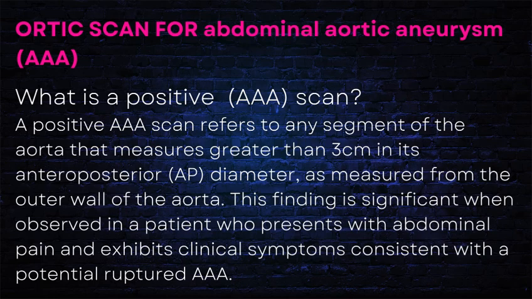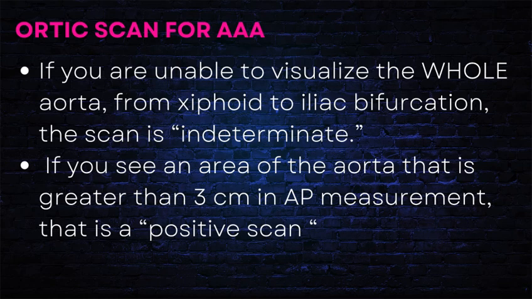What is a positive AAA scan? A positive AAA scan refers to any segment of the aorta that measures greater than 3 centimeters in its antero-posterior (AP) diameter as measured from the outer wall of the aorta. This finding is significant when observed in a patient who presents with abdominal pain and exhibits clinical symptoms consistent with a potential ruptured AAA. If you are unable to visualize the whole aorta from xiphoid to iliac bifurcation, the scan is indeterminate. If you see an area of the aorta that is greater than 3 centimeters in AP measurement, that is a positive scan.